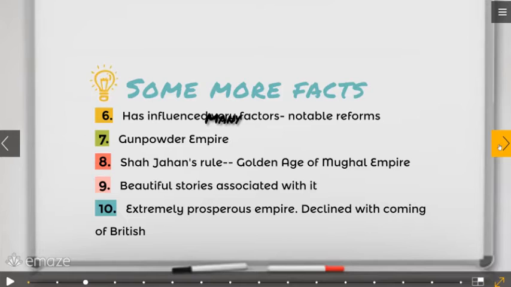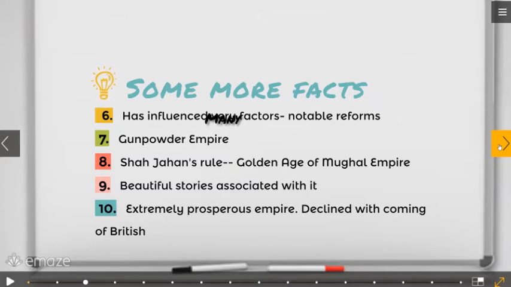And another is the story of Rani Karnavati and Humayun. It's also a very beautiful story, which is very much related to Raksha Bandhan, a very popular festival in India. So you can go and research these beautiful stories if you're interested.